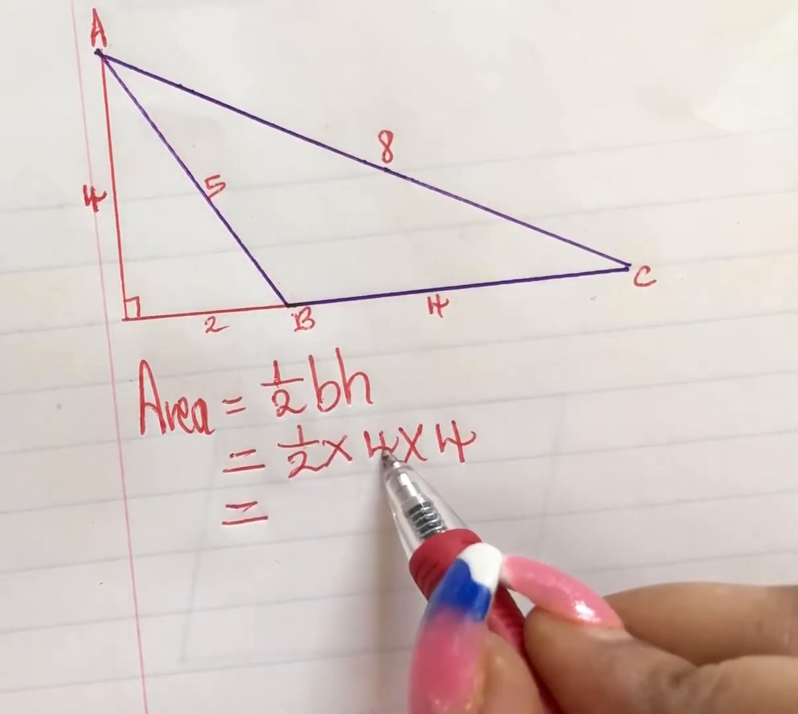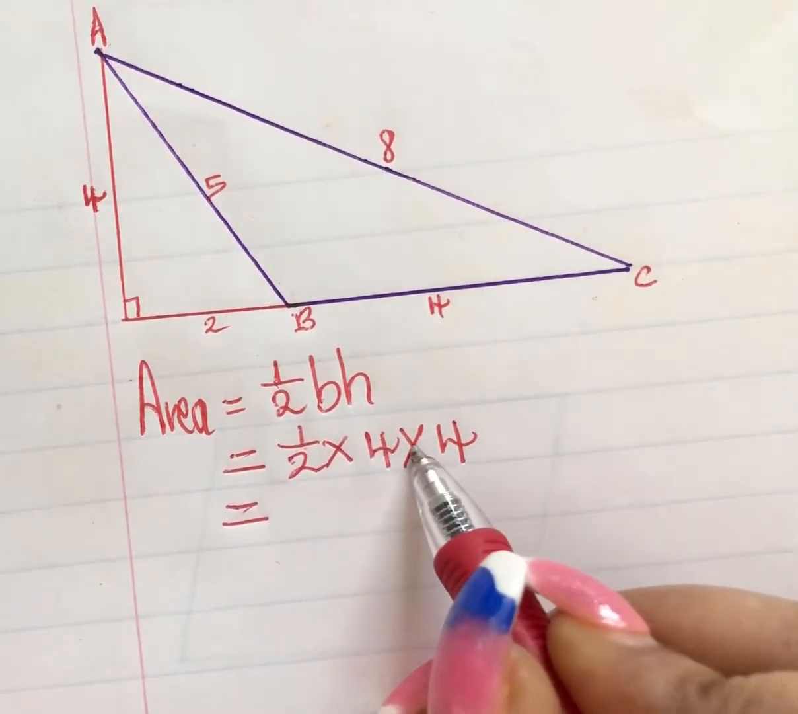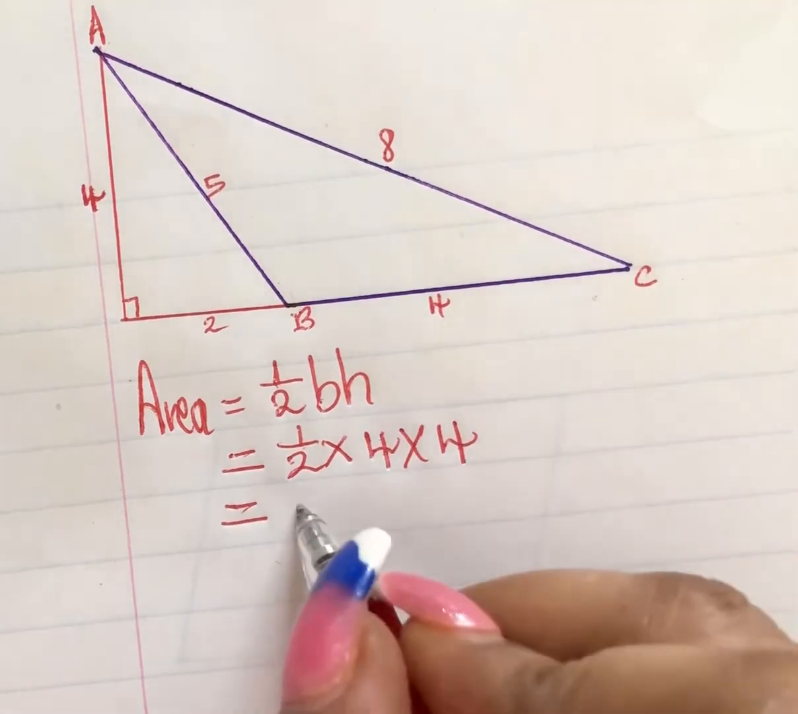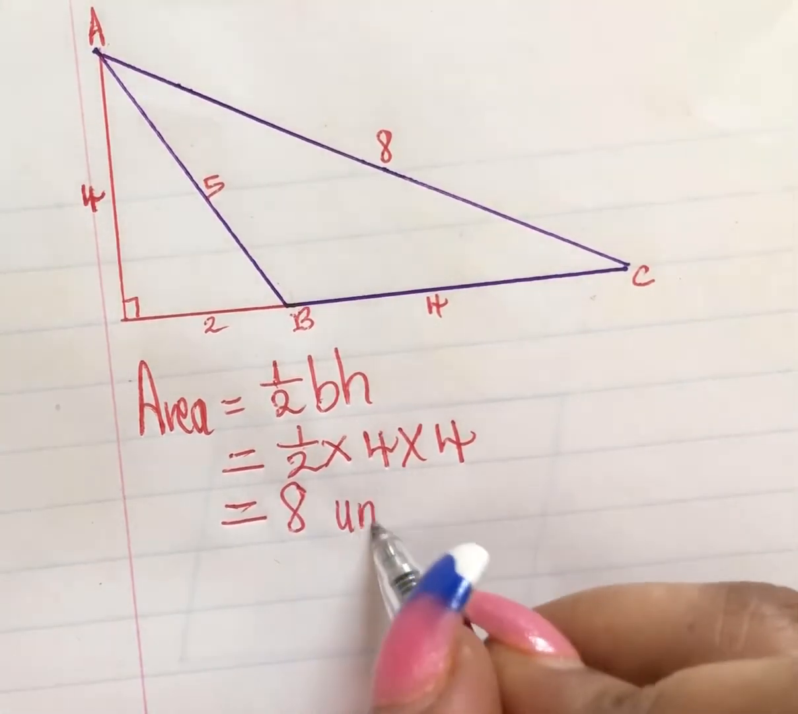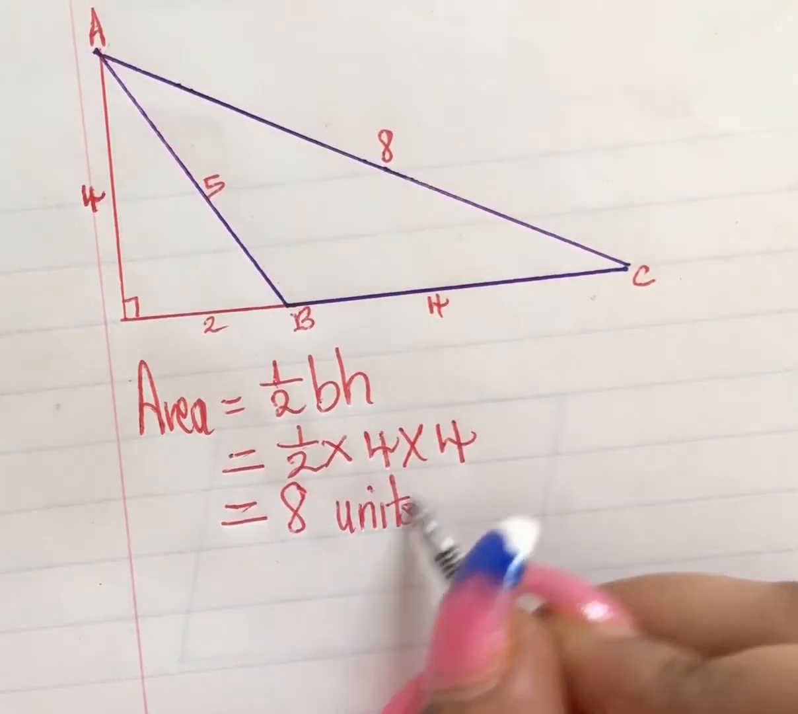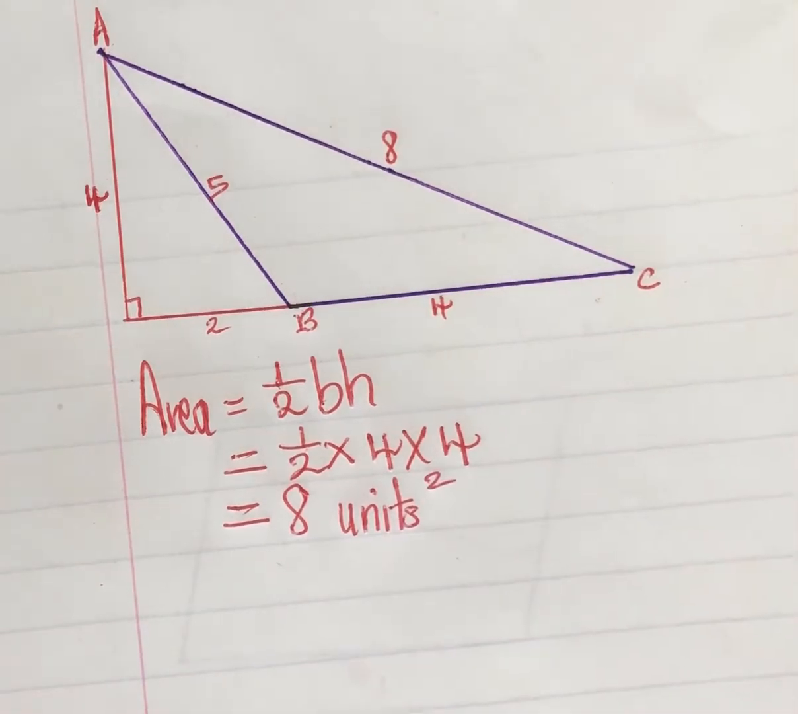Half by 4 is 2. And 2 by 4, 8. So we can say 8 units square.